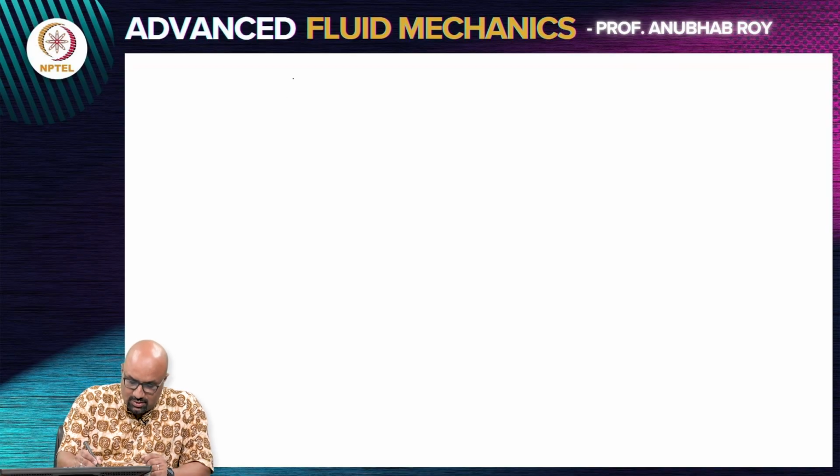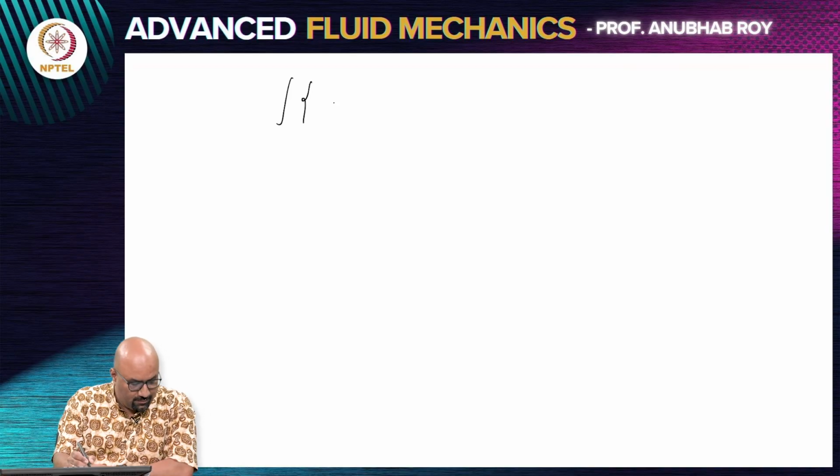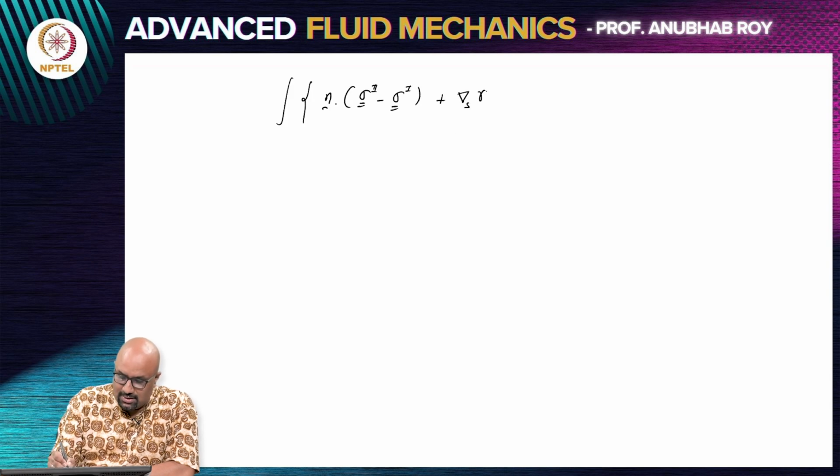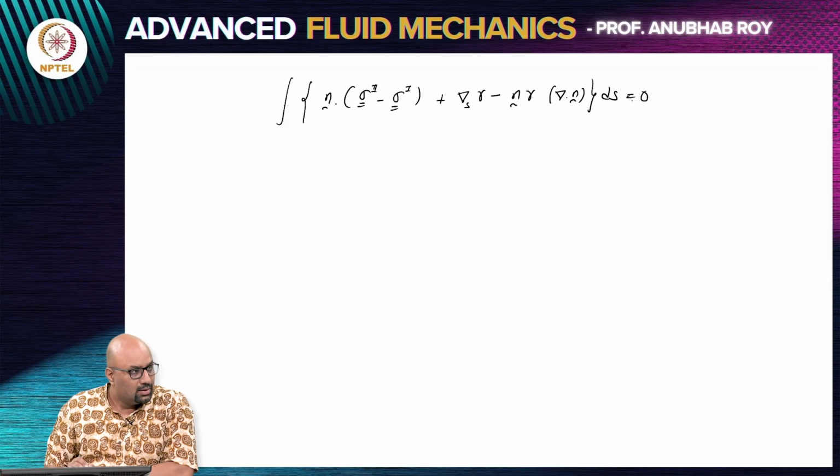So, this now kind of closes the story. So, you have n dot (sigma 2 minus sigma 1) plus del S gamma minus n gamma del dot n ds is equal to 0. That is the force balance on the surface in the limit of the surface becoming infinitesimally thin.